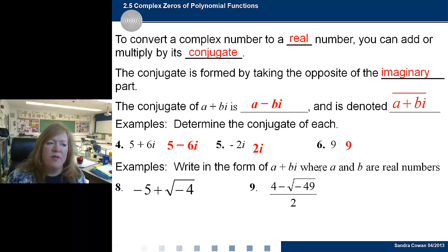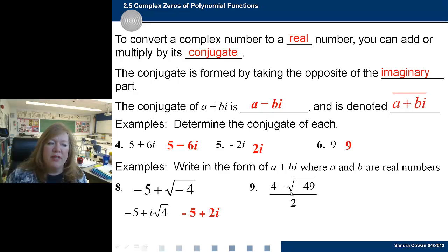So write this in the form a plus bi, where a and b are real numbers. Just some more practice with imaginary numbers. If I pop that negative out in front, it becomes an i. So I would end up with negative 5 plus i times the square root of 4. The square root of 4 is 2. So I'm going to have negative 5 plus 2i.